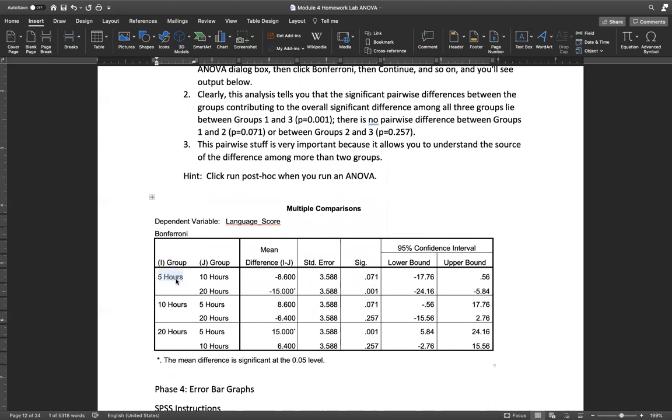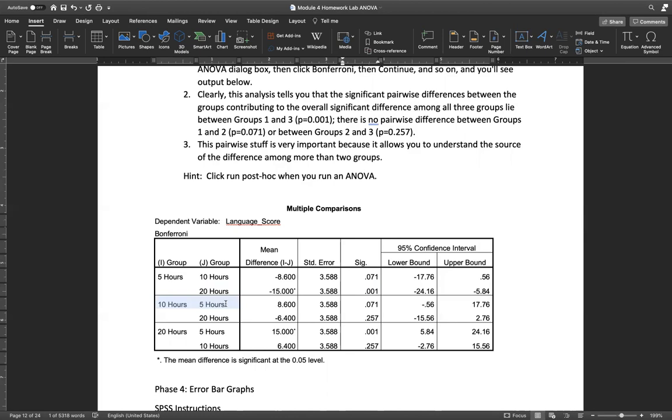This is the 5-hour to the 20-hour though. And you see that little asterisk? Remember I told you that asterisk means that it is significant at the 0.05 level. And sure enough, when I come here, it's significant at the 0.001 level. In some articles, you'll see that if it's significant at the 0.001 level, they'll actually put 2 asterisks. All right, and then we can continue to look.